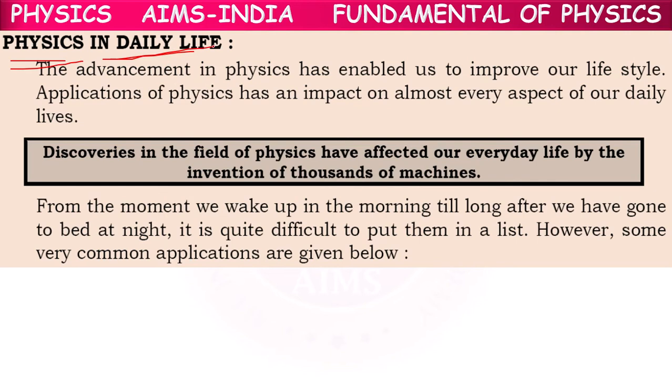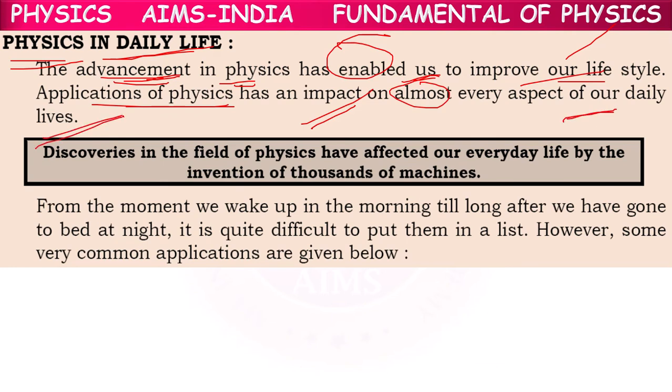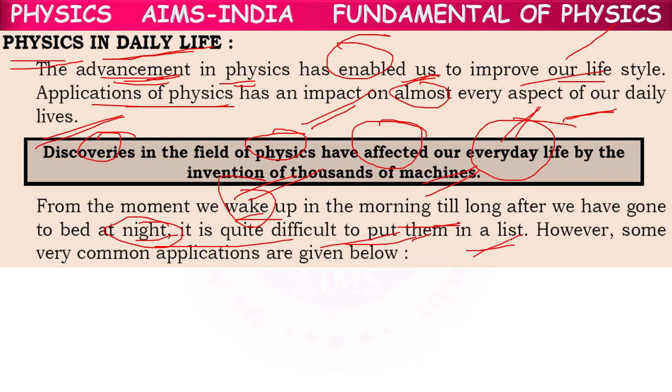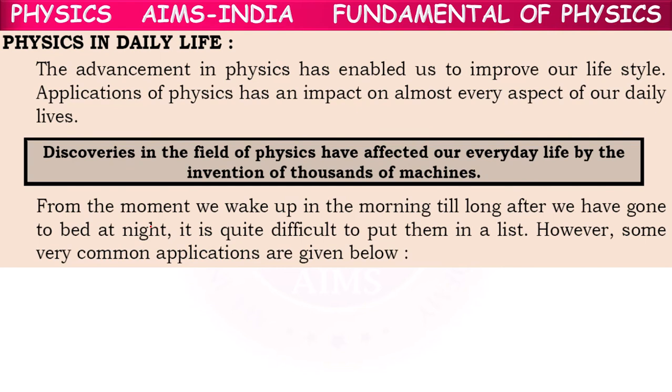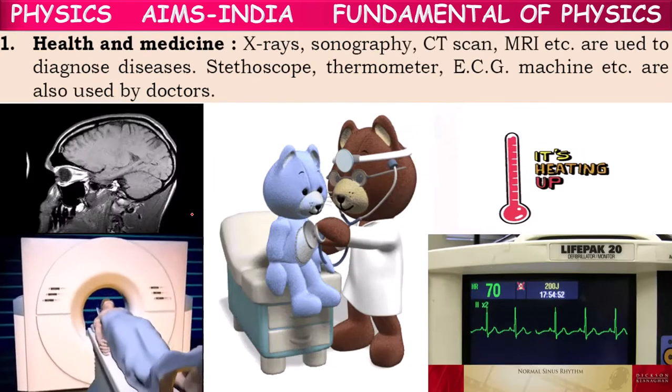So, physics in daily life. The advancement in physics has enabled us to improve our daily life. Applications of physics have an impact on almost every aspect of our daily life. Whatever discoveries have been made in physics have affected our everyday life in a great manner by inventing thousands of machines. From the moment we wake up in the morning till we go to bed at night, it is quite difficult to put them in a list. From morning to night, we make use of so many different kinds of machines, which are the inventions of physics. So let's see some of them.